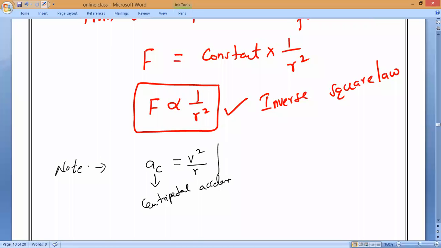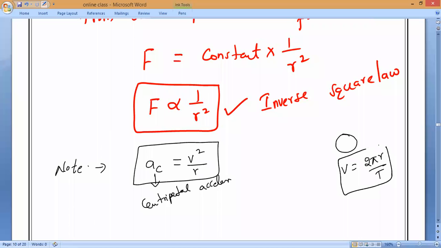You want to find the acceleration. You know till now velocity only. Is it yes or no, guys? For a circular path, you know the velocity formula. What is the velocity formula? 2 pi r by t. Is it yes or no? Velocity formula is 2 pi r by t, but acceleration is v square by r. That is what centripetal acceleration.